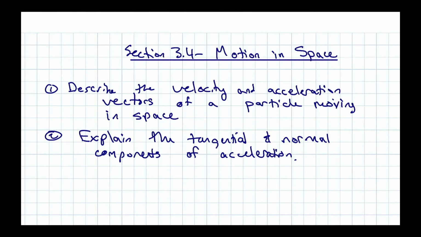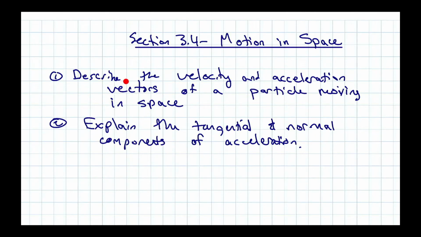Hello, everybody. So what we're going to be looking at today is section 3.4 in your book, which is going to be motion in space. Basically, we're going to cover two topics here. We're going to cover the velocity and acceleration vectors for a particle moving in space.